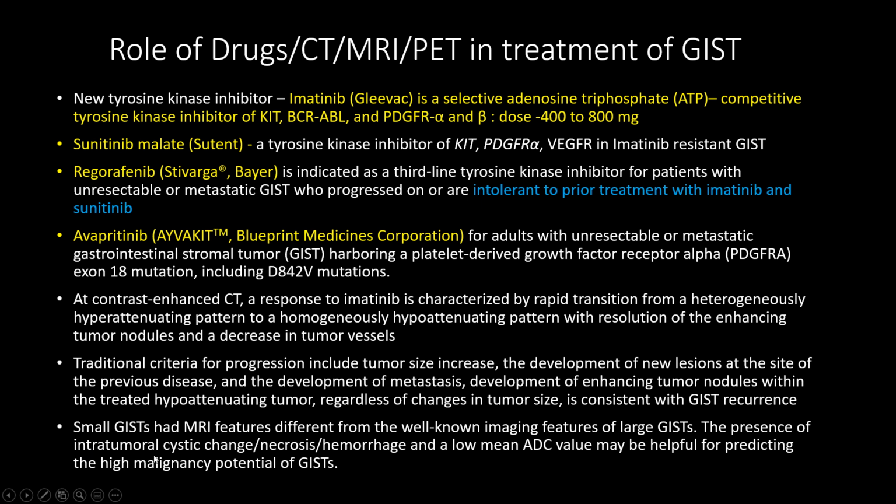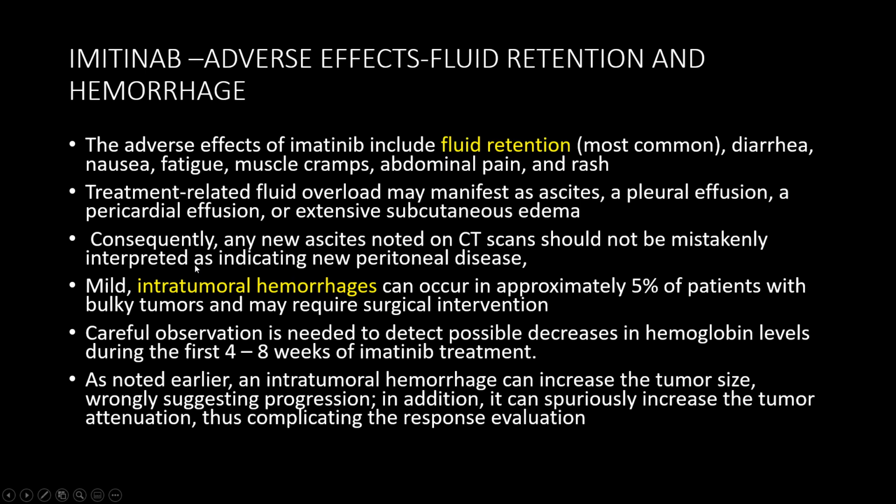Coming to MRI, small GIST had MRI features different from well-known imaging features of large GIST. The presence of intratumoral cystic change or necrosis or hemorrhage and a low mean ADC value may be helpful for predicting high malignant potential for GIST. So these are the drugs which you have to remember in case of tyrosine kinase inhibitor treatment for GIST.